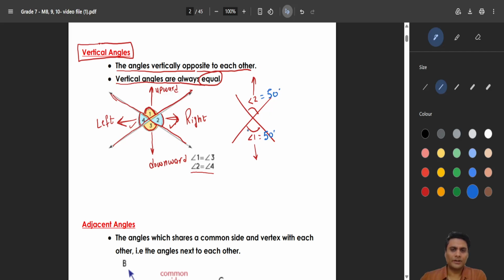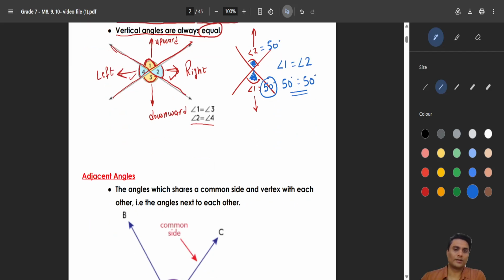How do I know it? Because I know angle 1 here and angle 2 here, they are vertical angles. And vertical angles, meaning they will be equal. So angle 1 is equal to angle 2. Now because angle 1 is 50, then angle 2 should also be 50. Okay? These are vertical angles.